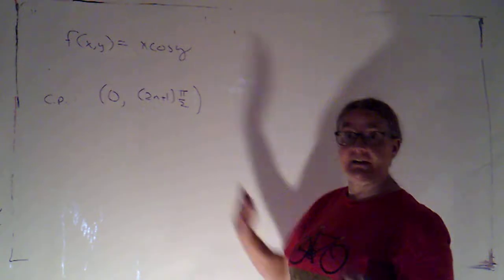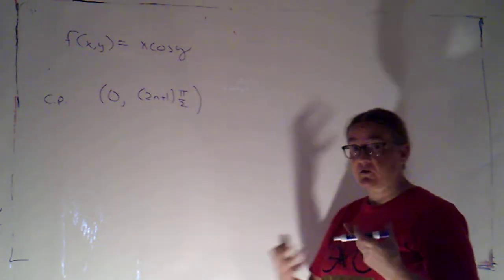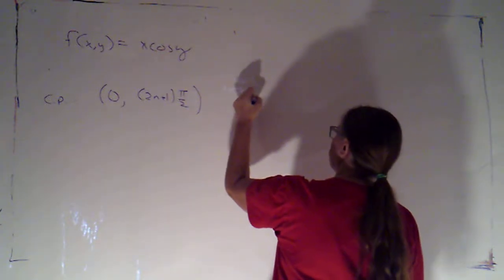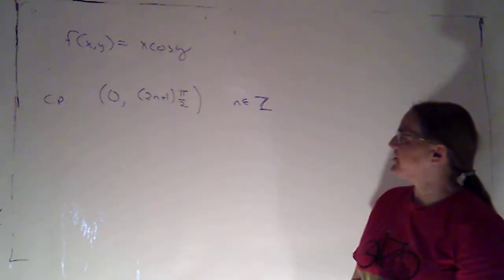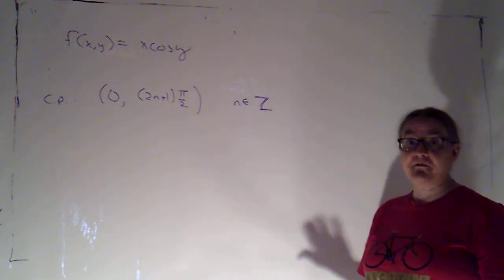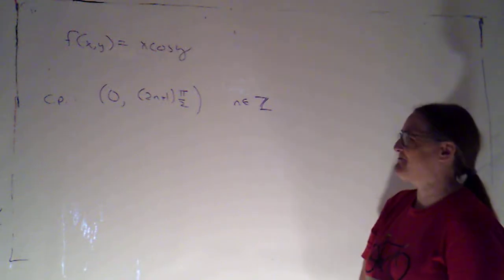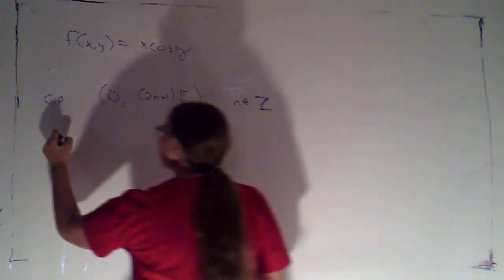Now, there are infinitely many of them, but because there was a pattern, I was able to write down one sort of generic formula for them. I should probably have stated n is an integer here. So I'm hoping that we'll be able to classify all of these without having to look at them one at a time. Okay, so let's just take a look.